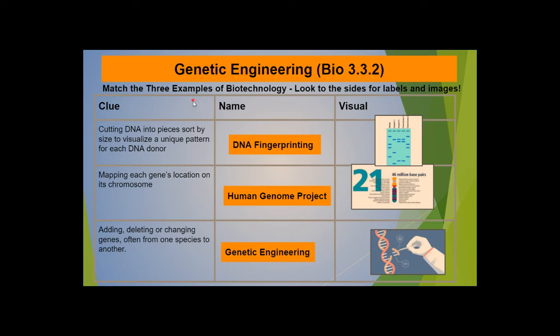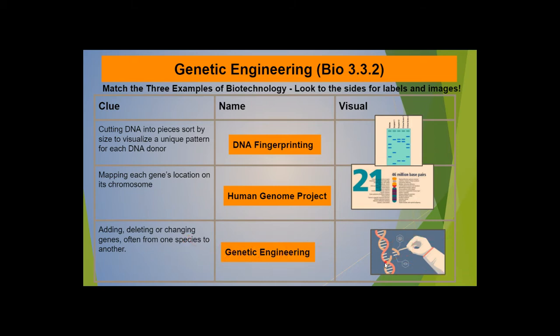With genetic engineering, we learned 3 technologies. We learned DNA fingerprinting. That's where we cut the DNA into pieces and sorted by size. Here's a picture of a DNA fingerprint. We learned about the Human Genome Project, where we mapped the genes. Remember, this is really important in gene therapy, where you can find a faulty gene and replace it. And we did genetic engineering, where you add, delete, or change genes, typically from one species to another. So bacteria are typically involved in this for their plasmids.